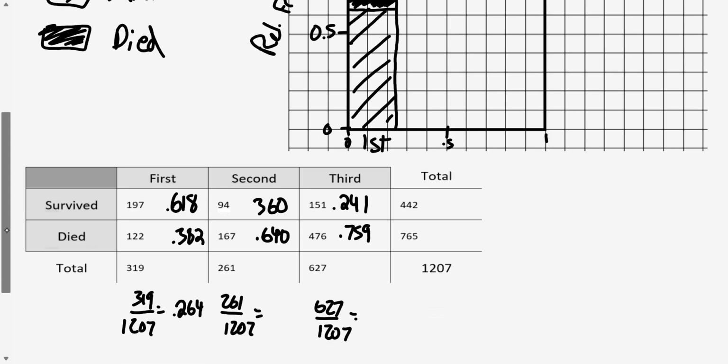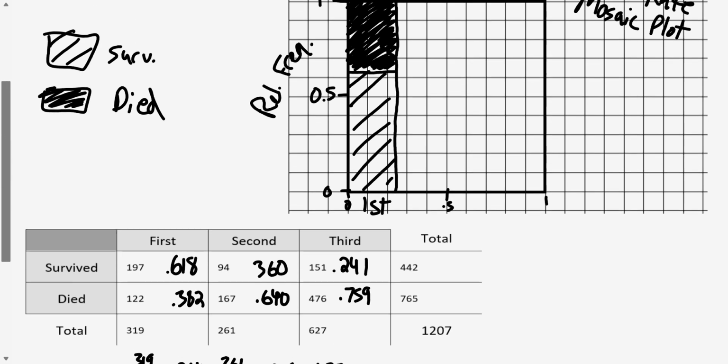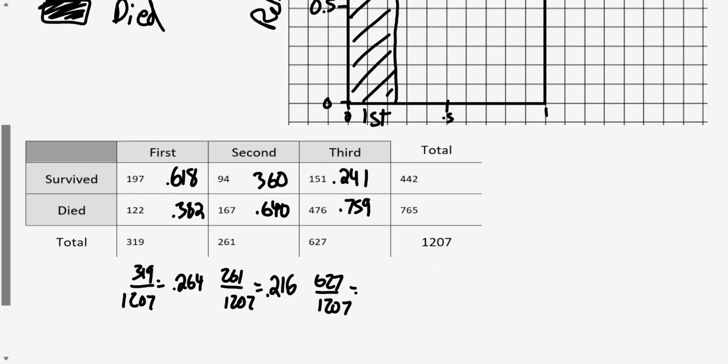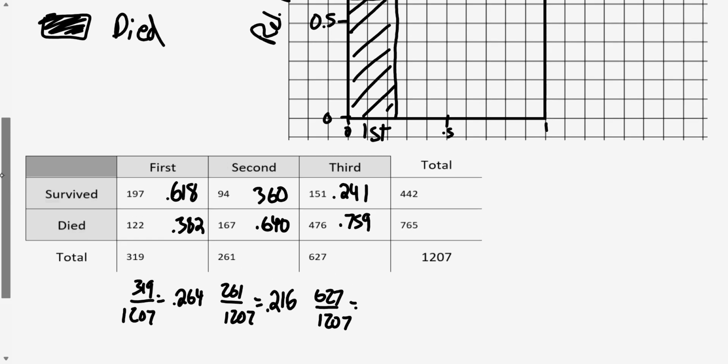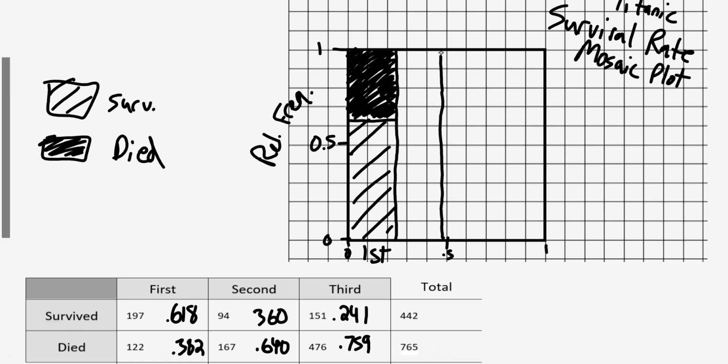All right. Now let's go to the second one. Second class, 261 out of 1207 is about 21.6%. So 0.216 I got. So it's a little bit less. But if I add that to the 25, that gets me to about 48% total. So it's going to go just below this, say to here, and that goes all the way up to the top because this is my second class. That means everything else is my third class.